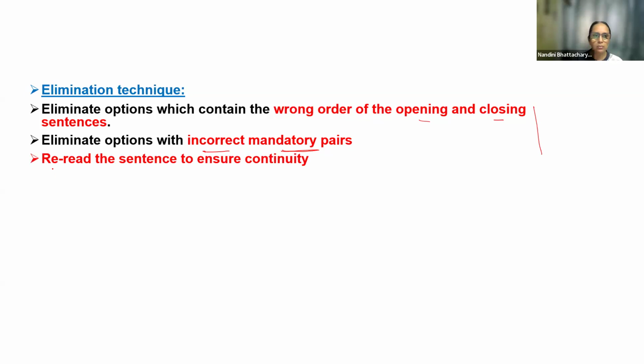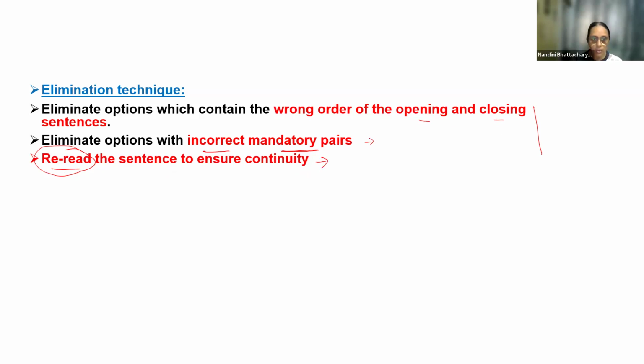Of course, this is very important. Don't just choose an answer because you think it is correct. Even if you think the mandatory pair is there, your conclusion and introduction should also be correct. If the conclusion and introduction are not correct, you are in trouble. So reread the sentences to ensure continuity. Reread all the sentences in order for the option you think is correct.